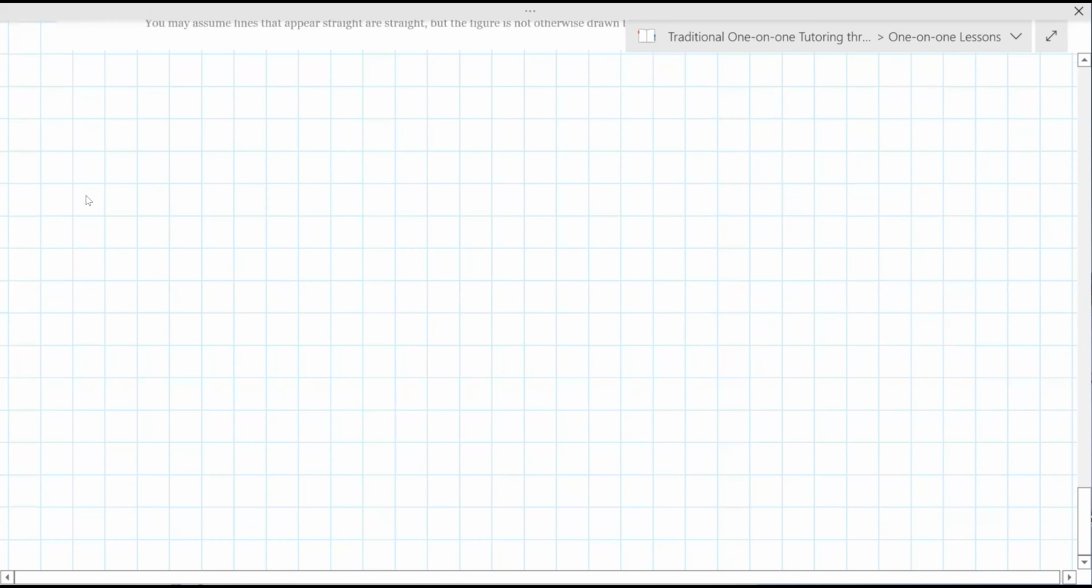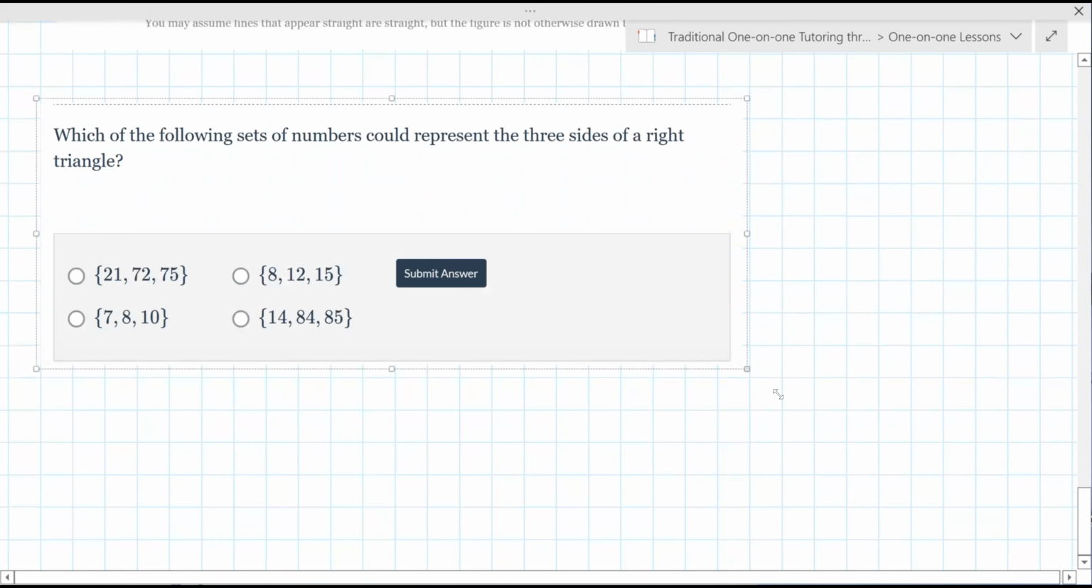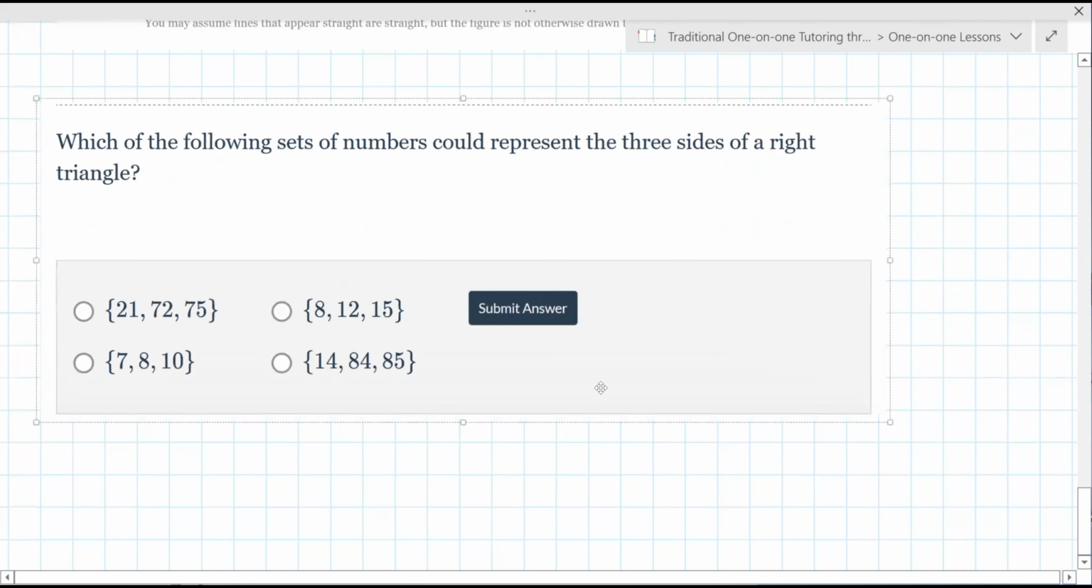Okay, so I remember we actually did work on some problems like this. It says, which of the following sets of numbers could represent the three sides of a right triangle? And the issue there is when a side is either too big or too small to work out nicely.